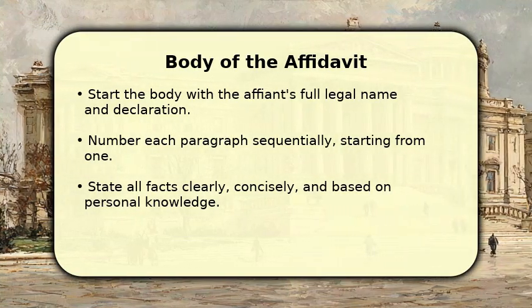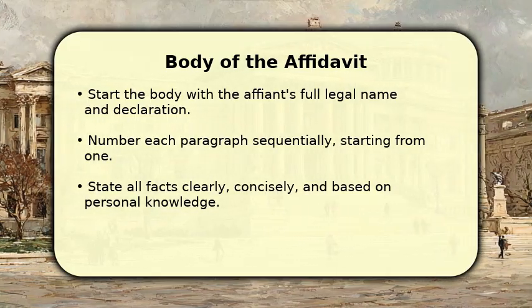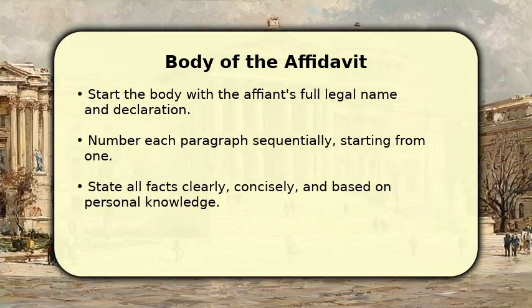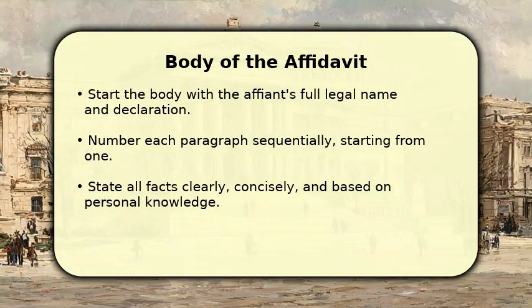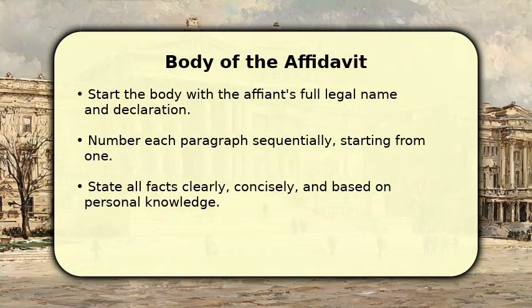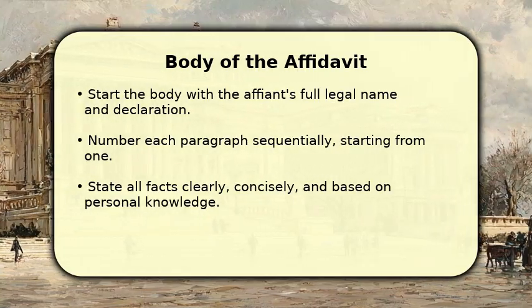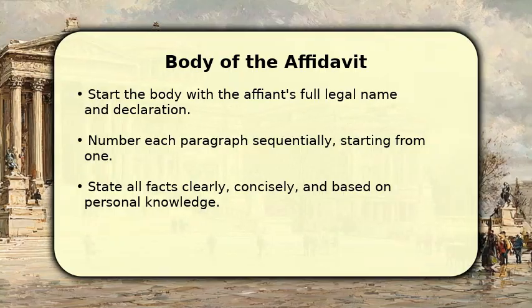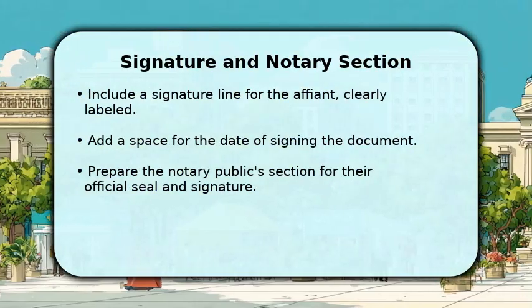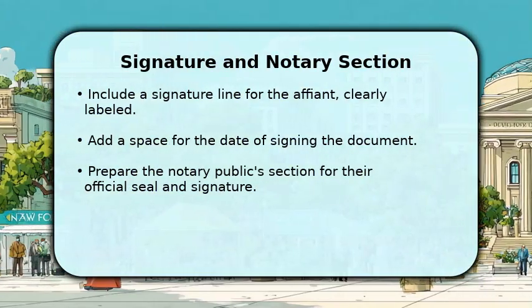Start each paragraph with a number, like 1 point or 2 point, followed by your factual statement. Ensure every detail you include is based on your direct personal observation or experience, making the document credible and legally sound. The final sections of your affidavit are critical for its legal validity.